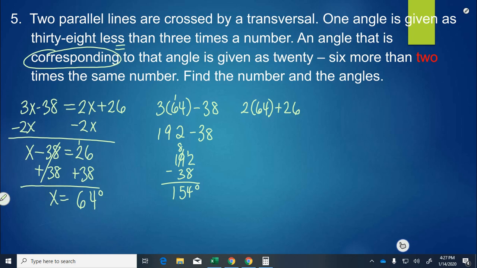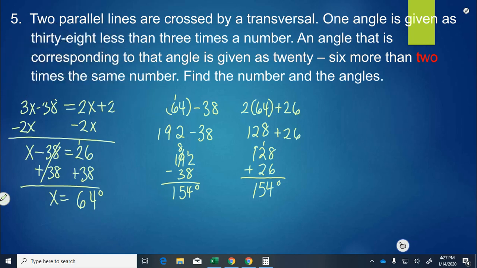Then over here, 2 times 4 is 8, and 2 times 6 is 12. So that's 128 plus 26. I can write it vertically as well. I'm doing it without a calculator. 8 and 6 is 14, carry the 1. 2 and 2 and 1 more is 5. Bring down the other one, and again, it's 154 degrees. So we found x is 64, and we found the angle measure, which is 154.